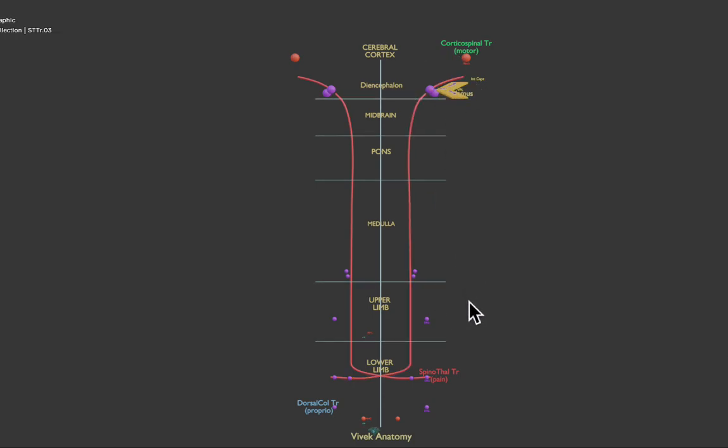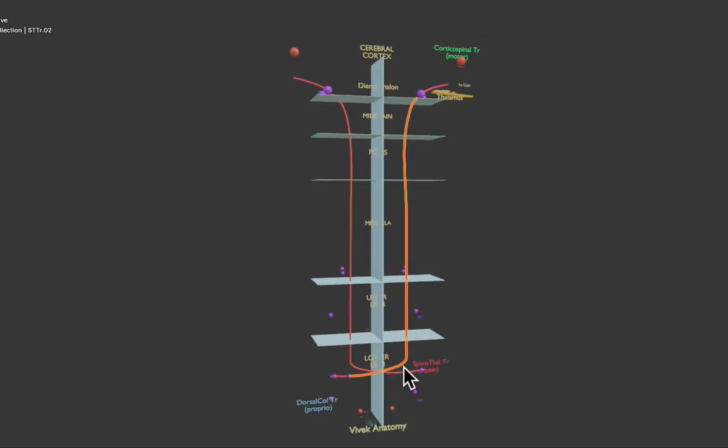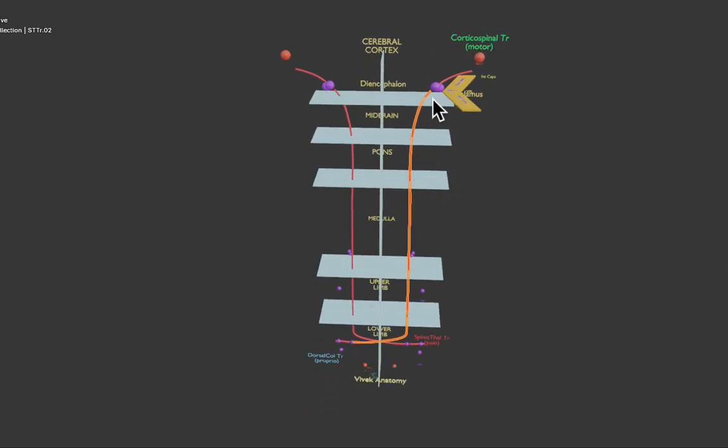The common facts are the second order neuron will always cross the midline. You can see that it's crossing the midline. The second order neuron will always end in the thalamus. You can see that it's stopping in the thalamus. Then the third order neuron will go to the cerebral cortex.